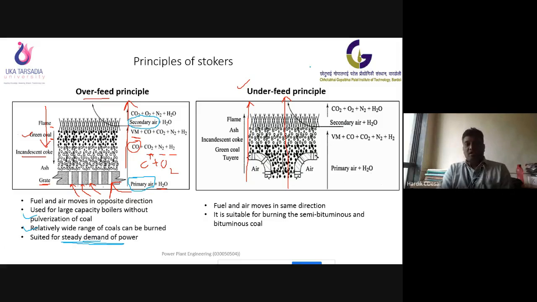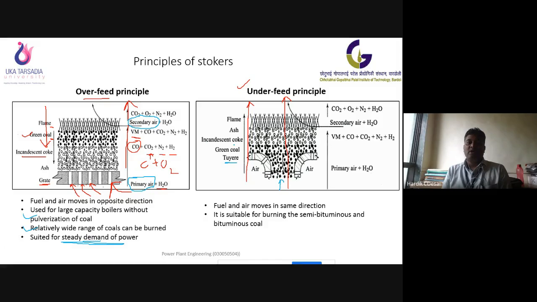Let us see the principle of underfeed stokers. Here, as I said, the fuel is supplied from the bottom part, along with the air. As you can see, these small holes are there, which are known as tuyeres. These tuyeres are nothing but a kind of nozzle from which we can supply a high velocity of air.